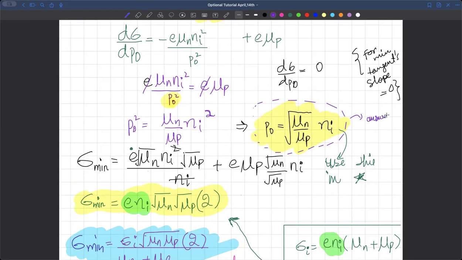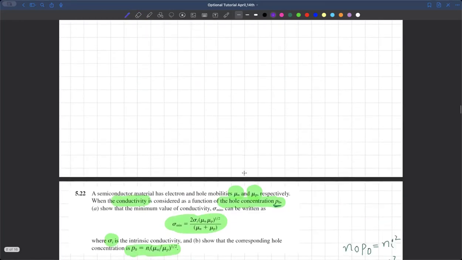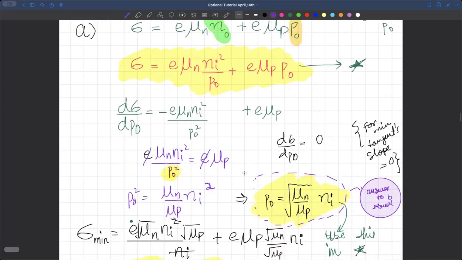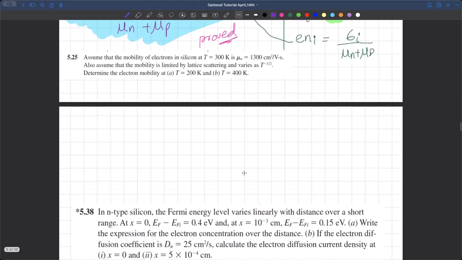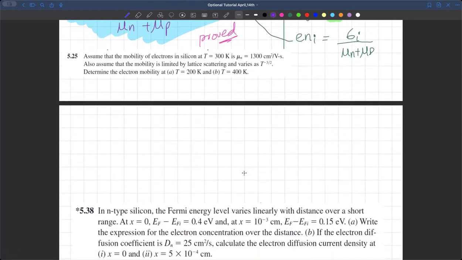Answer to B. This part, okay? In case you wonder where is the part B? Okay, so that is going to be the solution to 5.22. Okay, let's try the next one.